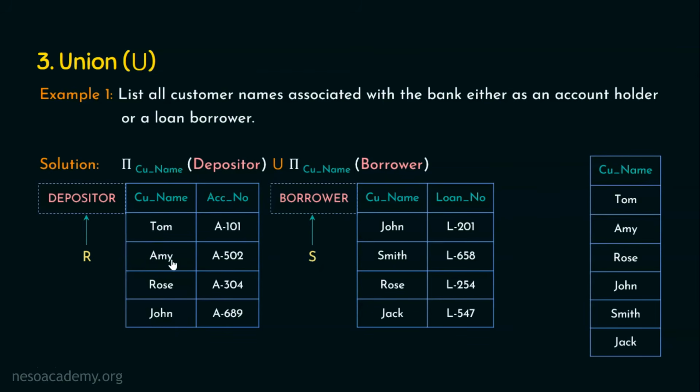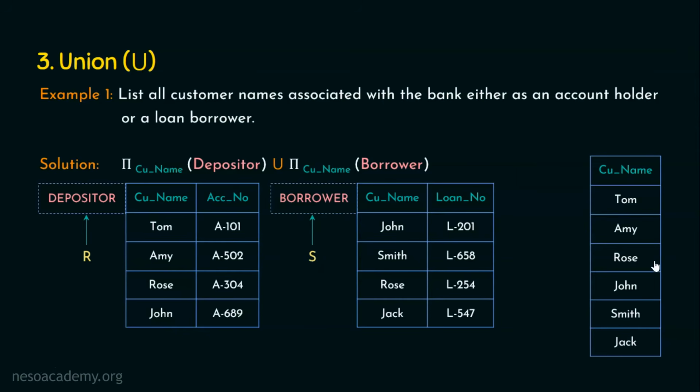So Tom, Amy, Rose, John. Tom, Amy, Rose, John appear here. Then coming to this place, John is already there in the table, so this will be ignored. This will be eliminated because it is a duplicate value. Coming to Smith, it is not there already in the output table, so Smith will be added.